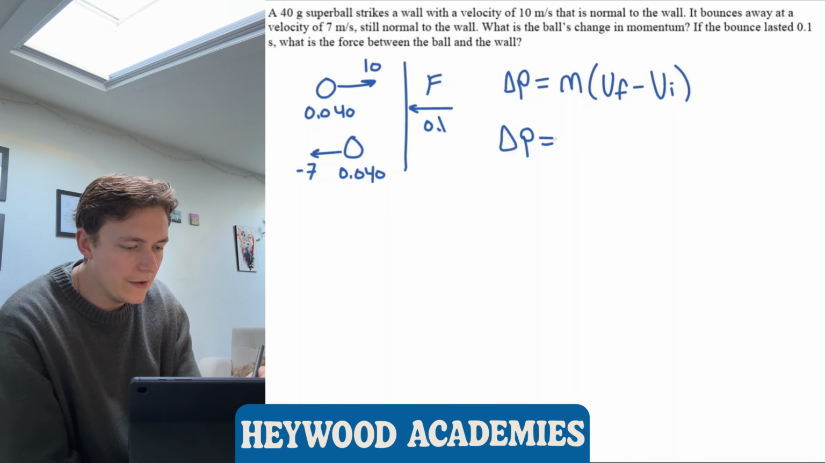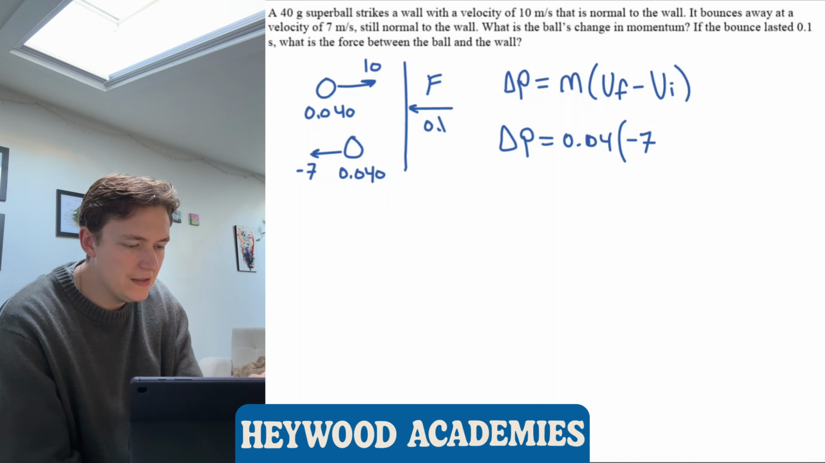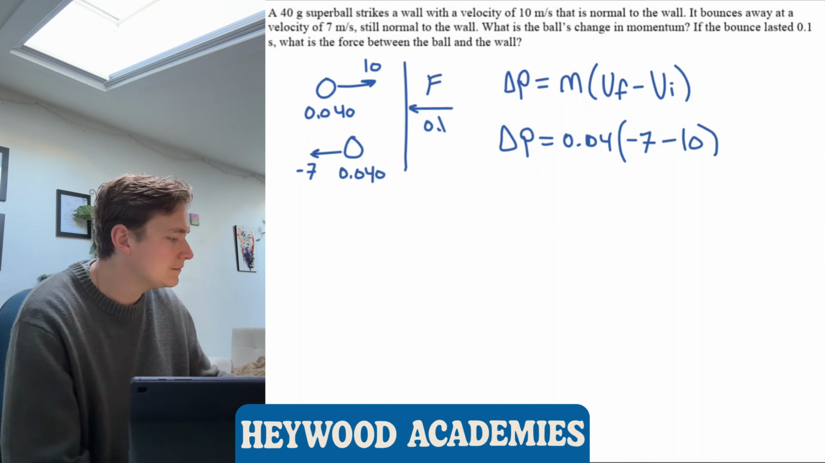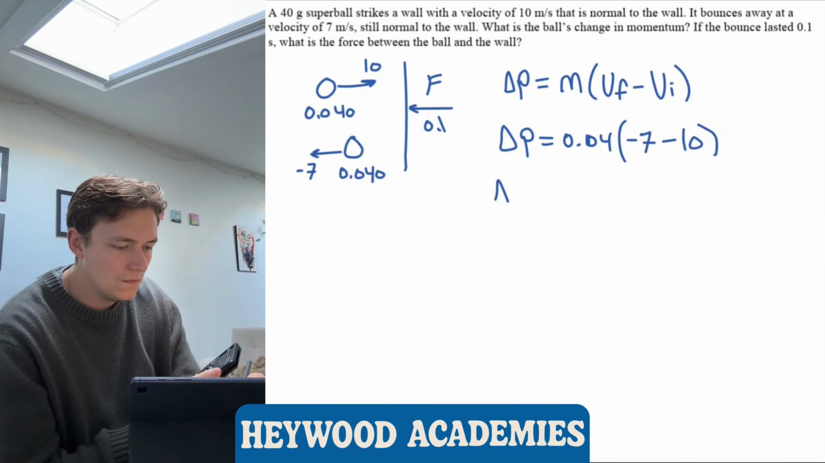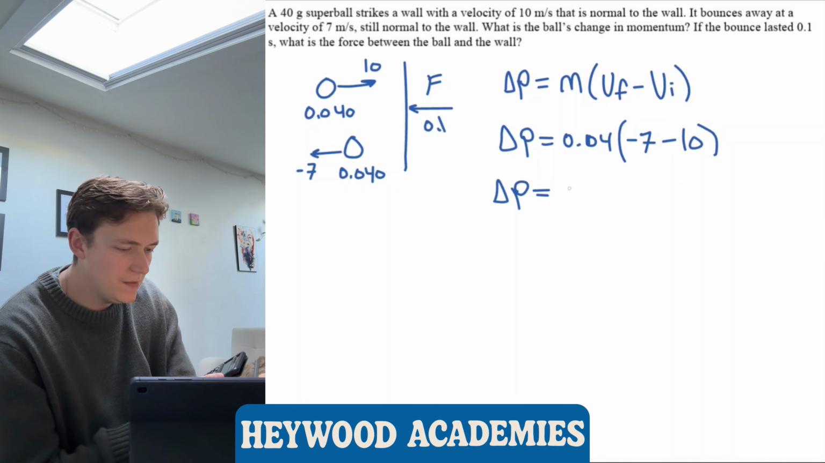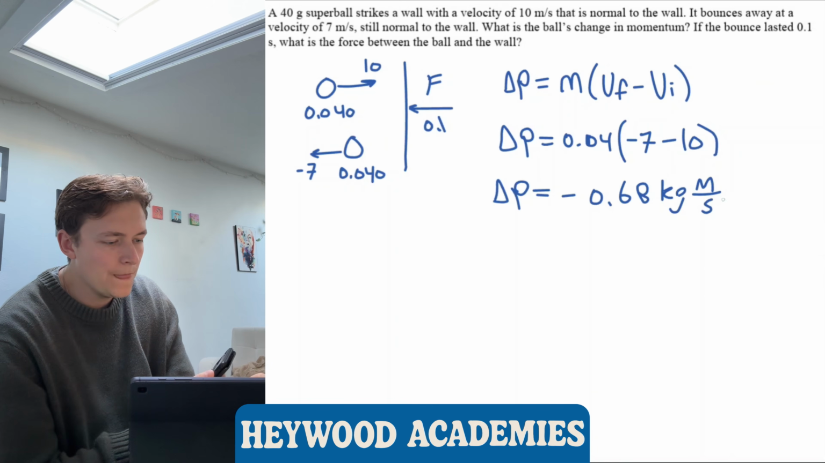Now we can go ahead and plug in our numbers. We have that mass 0.04. Final we said was -7 because it's going to the left, and then minus initial, so minus +10. Now I'll plug this in to get a number. So we get change in momentum as -0.68. Alright, so we got that.